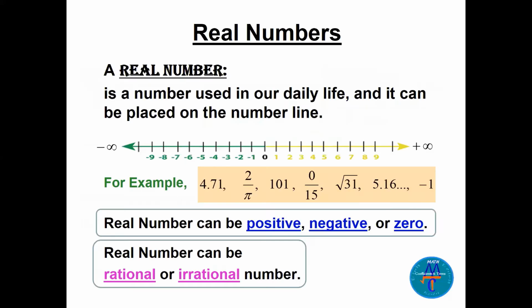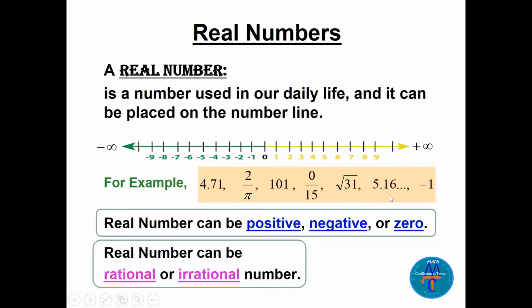Real numbers. What is a real number? Everybody asks, what is a real number? A real number is a number that's real. So a number we can use in our daily life. It can be placed on the number line. In mathematics, we have something called the number line. It runs from minus infinity to plus infinity. We can place all the numbers on this line, like 4.71, 2 over pi, 101, 0 over 15, etc.